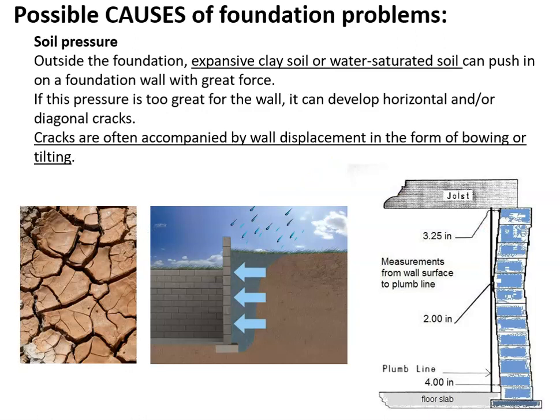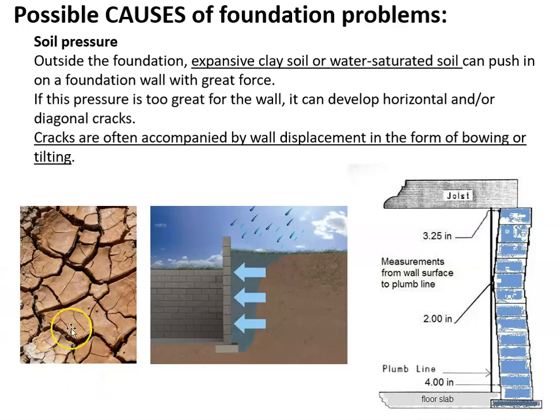Not very uncommon. Then there is soil pressure coming in from the outside. Outside the foundation, expansive clay soils or water-saturated soils really push on the foundation. That's what we see here, a bowing wall. If this pressure is too great for the wall, then horizontal or diagonal cracks will most likely develop. They're often accompanied by wall displacement in the form of bowing or tilting.